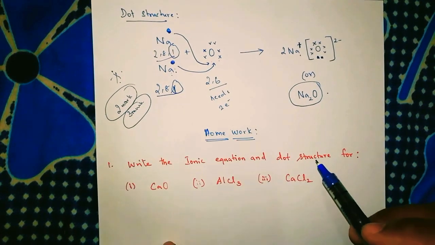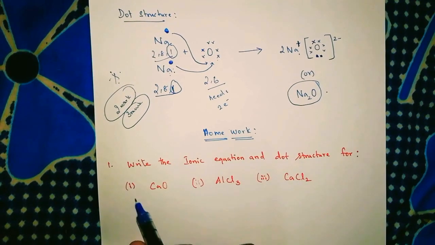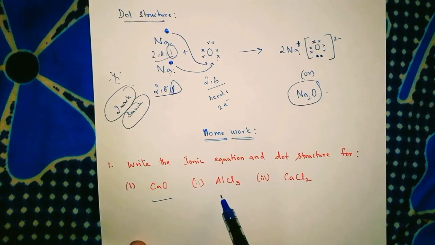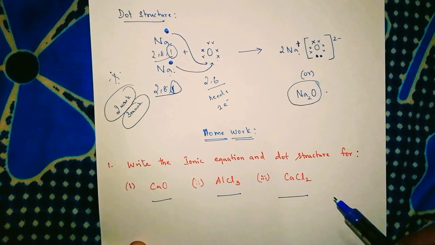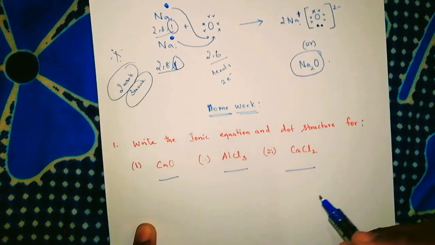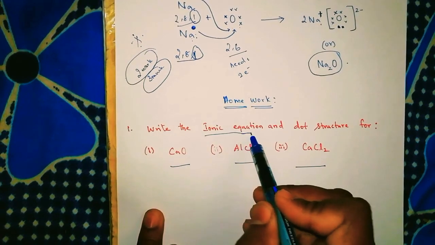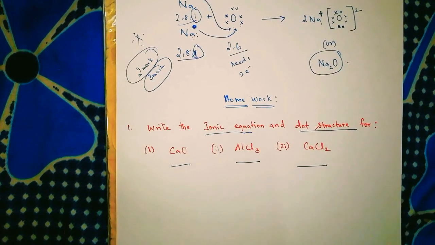And I'm going to give you some homework. And this is the homework: calcium oxide, aluminum chloride, and calcium chloride. This you are going to do as homework, and you should write both the ionic equation and the dot structure.